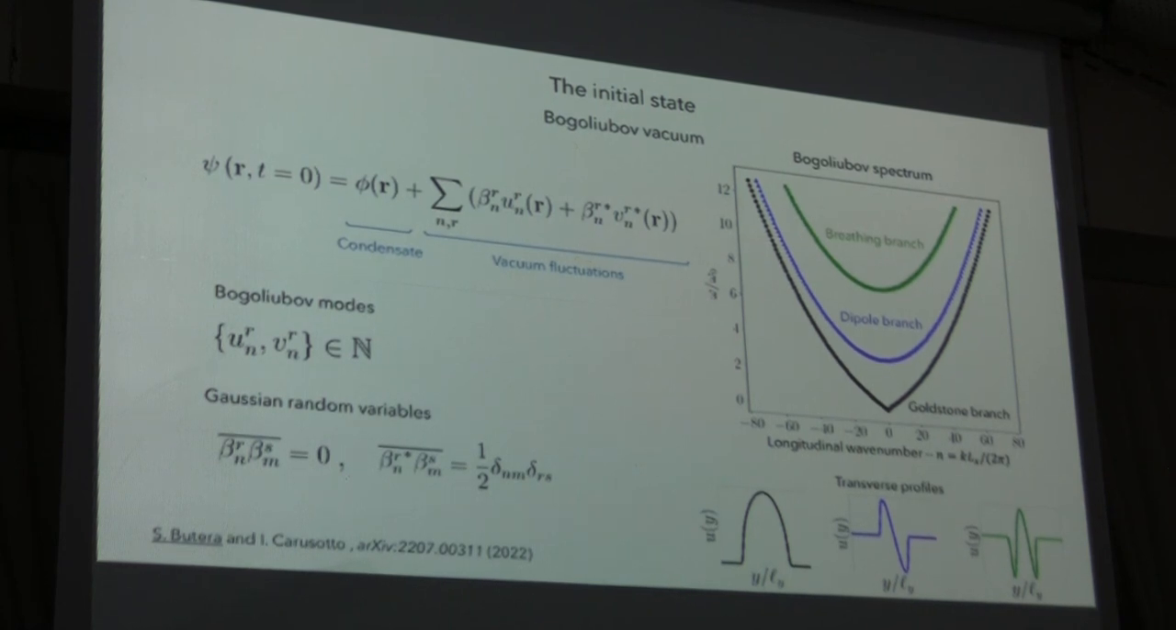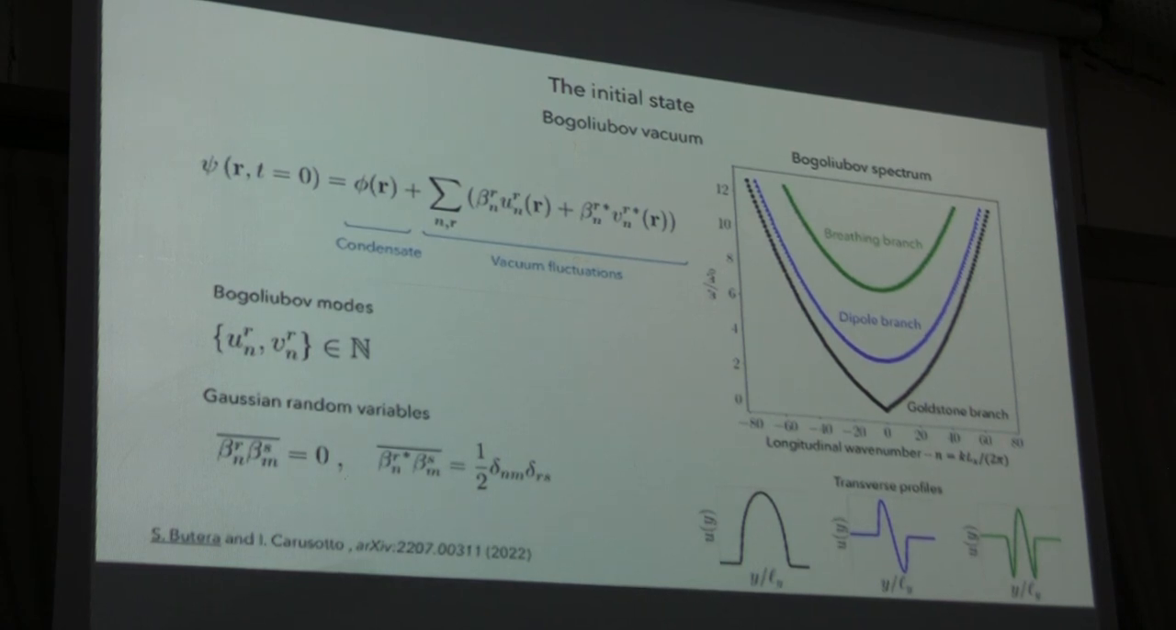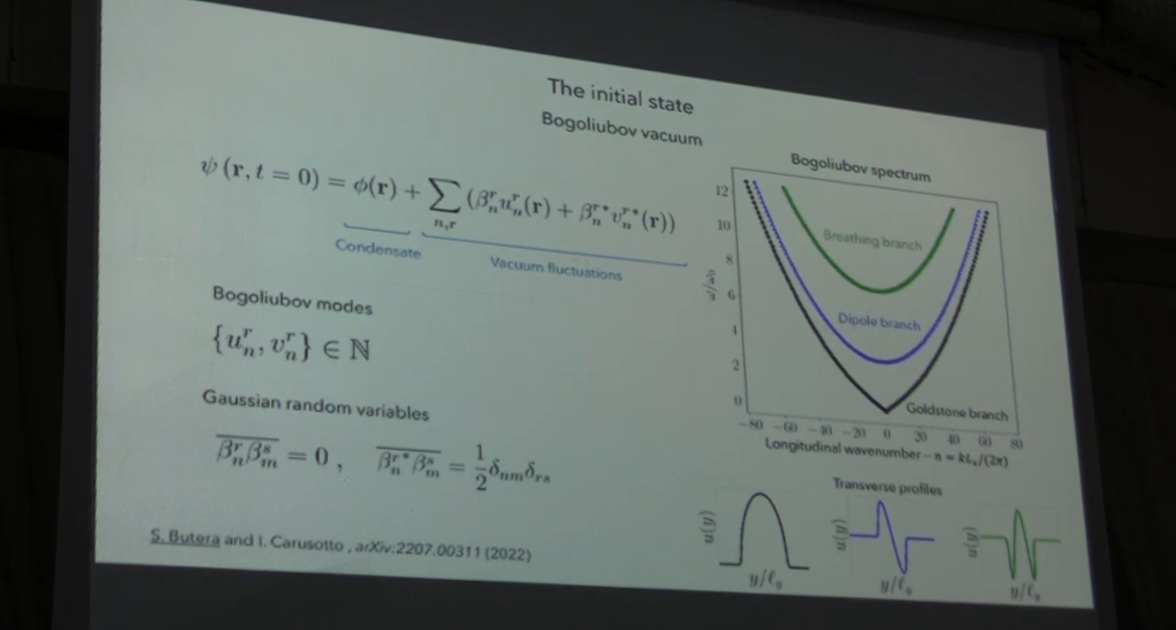On the right side, I report a typical spectrum for this two-dimensional system. There are different excitation branches, one for each transverse mode of the ring. Here I report the first three branches that I work with, which are the breathing branch, the dipole, and the Goldstone branches, which correspond respectively to modes in the transverse direction with 0, 1, or 2 nodes. The modes in each branch are indexed by the longitudinal wave vector. This index n is a discrete index because we have a ring.